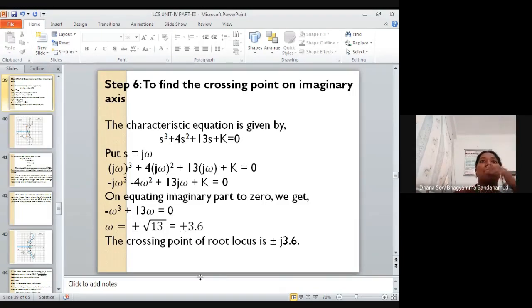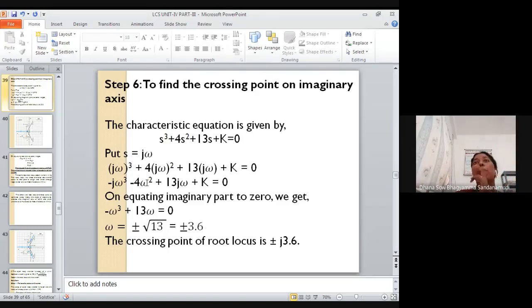Equate the imaginary values. If you want to write the j value here, it doesn't matter. So you will get j omega equal to so and so. The omega value we have got is plus or minus 3.6. The crossing point of the root locus is plus or minus j 3.6. Since it's the imaginary part, you can mention the j here. This is the crossing point of the root locus on the imaginary axis. So you have equated the imaginary part to 0 here.